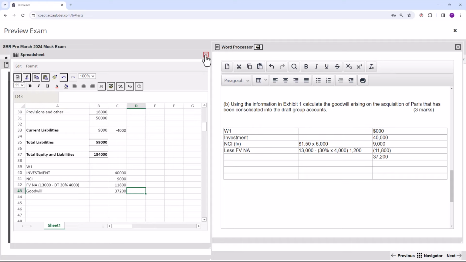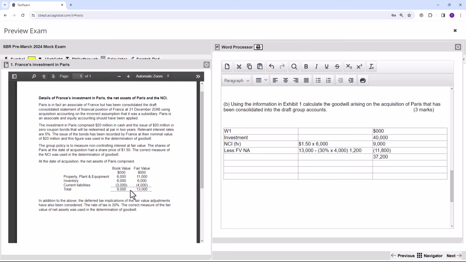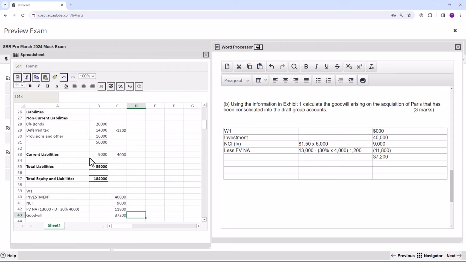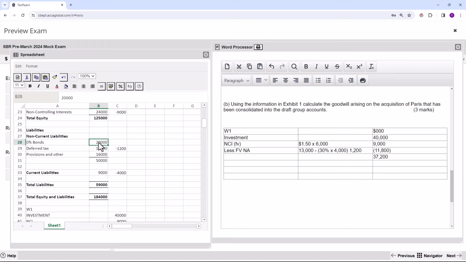So let's move on and let me deal with what is arguably one of the most technical and tricky parts of the question. And if you didn't get this bit right, don't beat yourself up. It does relate to financial instruments, and it does relate to the fact that France has recorded the 20 million zero coupon bonds, which will be redeemed at par in 2 years' time, and it's recorded them at their nominal value. It's recorded them at 20 million, and that is technically an incorrect thing to do. You can see there the zero bonds are there at 20 million.